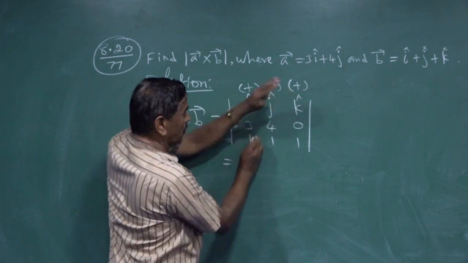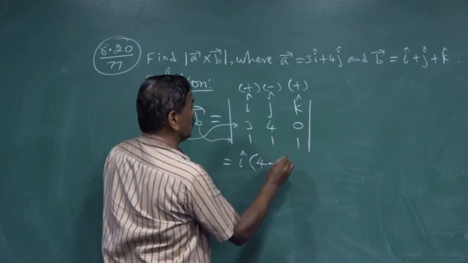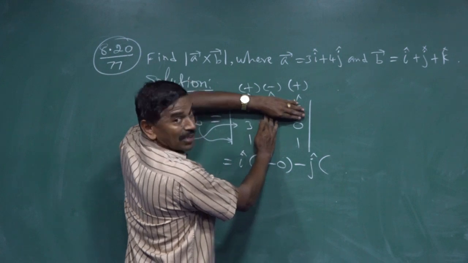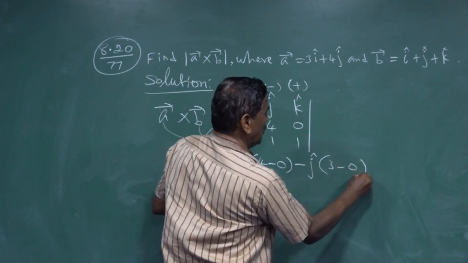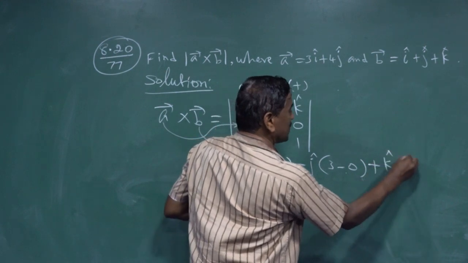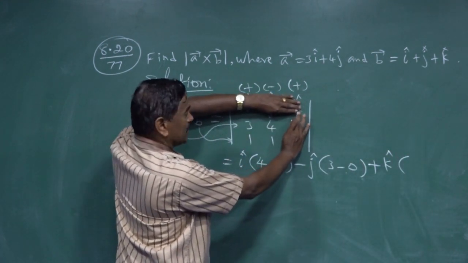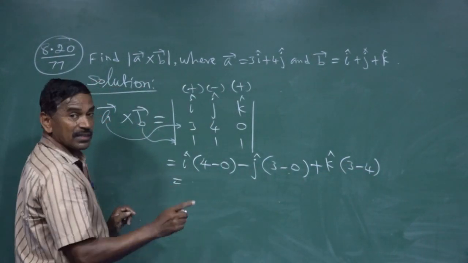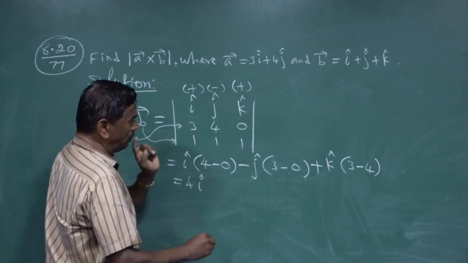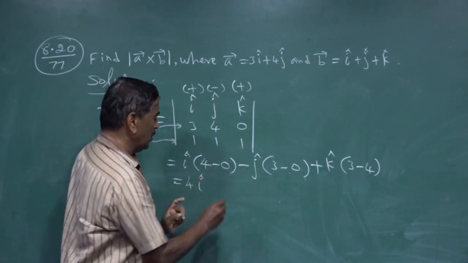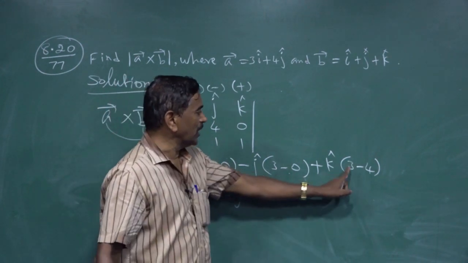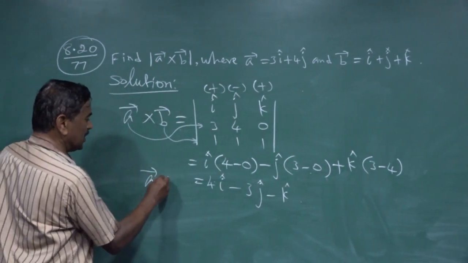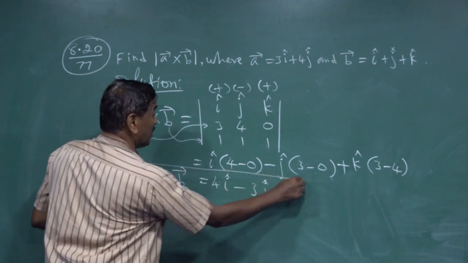Forget its row and column. Cross multiply. 4 minus 0. Next, minus into J, minus J cap into. Forget the row and column. 3 minus 0. Next, plus into K cap, so plus K cap into 3 minus 4. Now which is equal to? 4 i cap. Here 3, but the minus is available, so minus 3 j cap. Here minus 1, so minus k cap. Which is A vector cross B vector. So A vector cross B vector is completed.